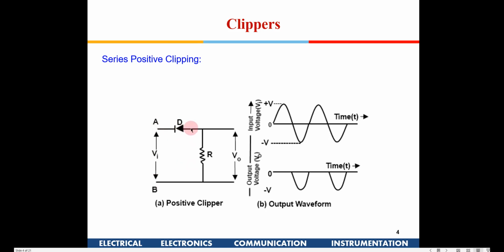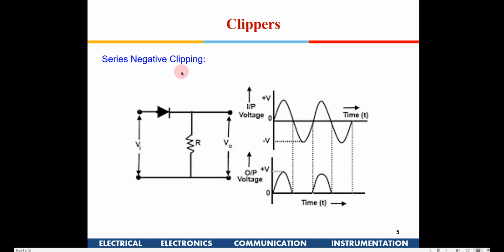So in the positive cycle it is an open switch, so there is no output. This is a waveform which corresponds to an ideal diode characteristic. In the negative cycle the diode is short circuited, that means it is in a closed switch position, so you have the entire voltage being reflected at the output. So this is the output waveform. This will be known as a series positive clipping circuit.